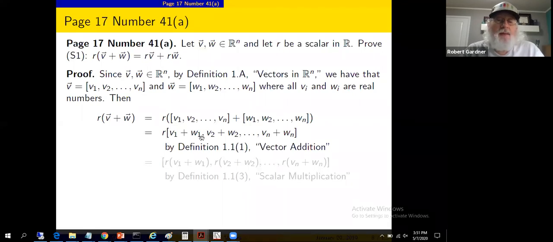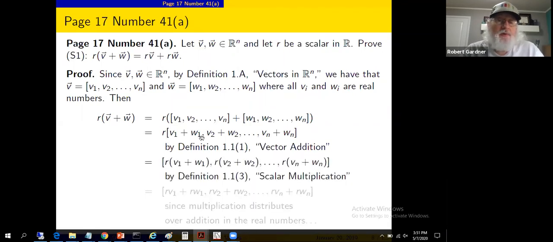How do you multiply by scalars? You take the scalar and you put it on each of the components. As mentioned before, that's not distribution. That's the definition of scalar multiplication. That's not a distribution property. That's a definition. Definition 1.1 part 3.